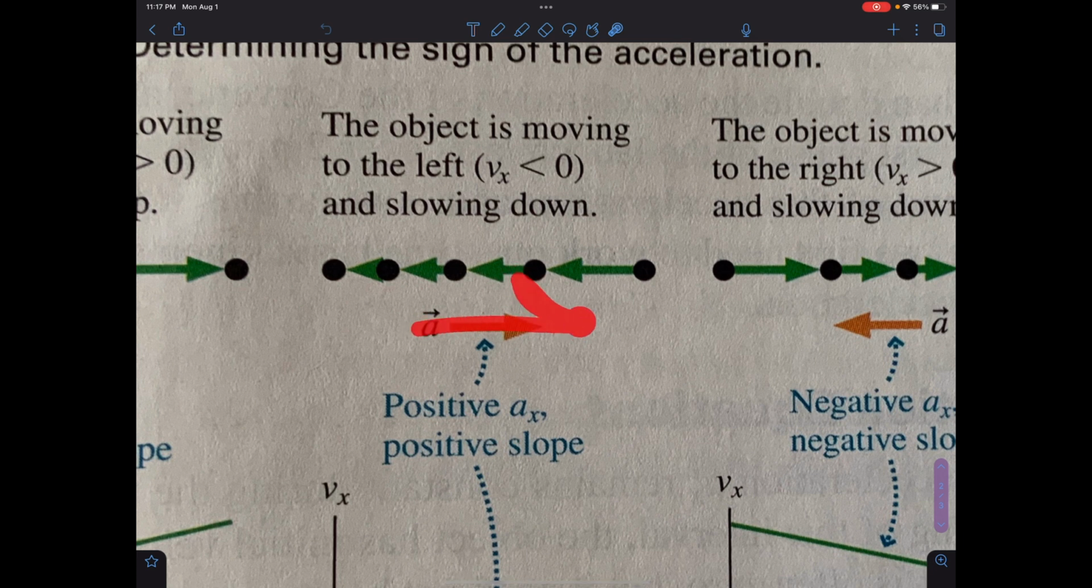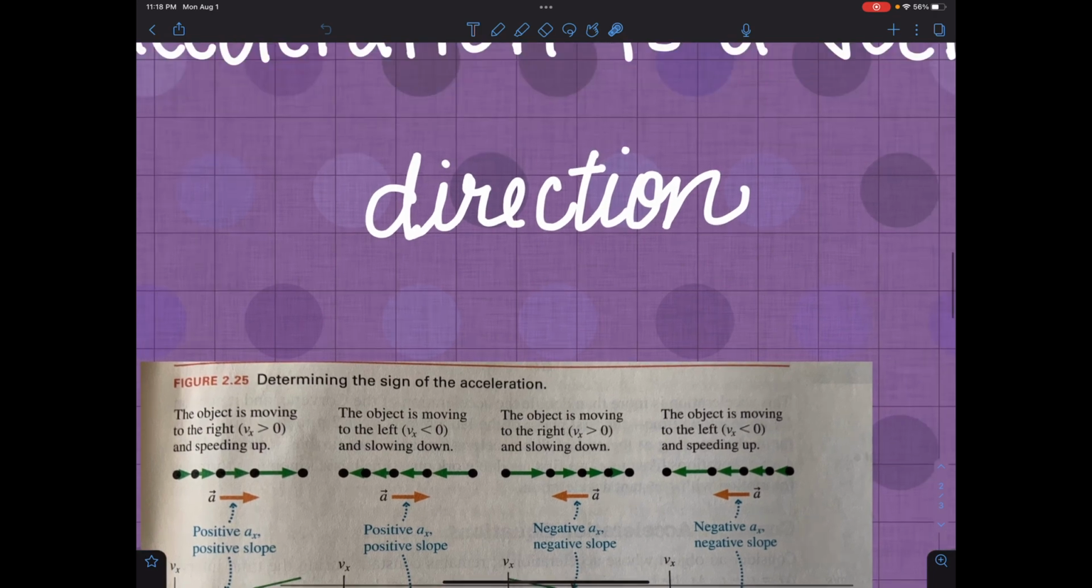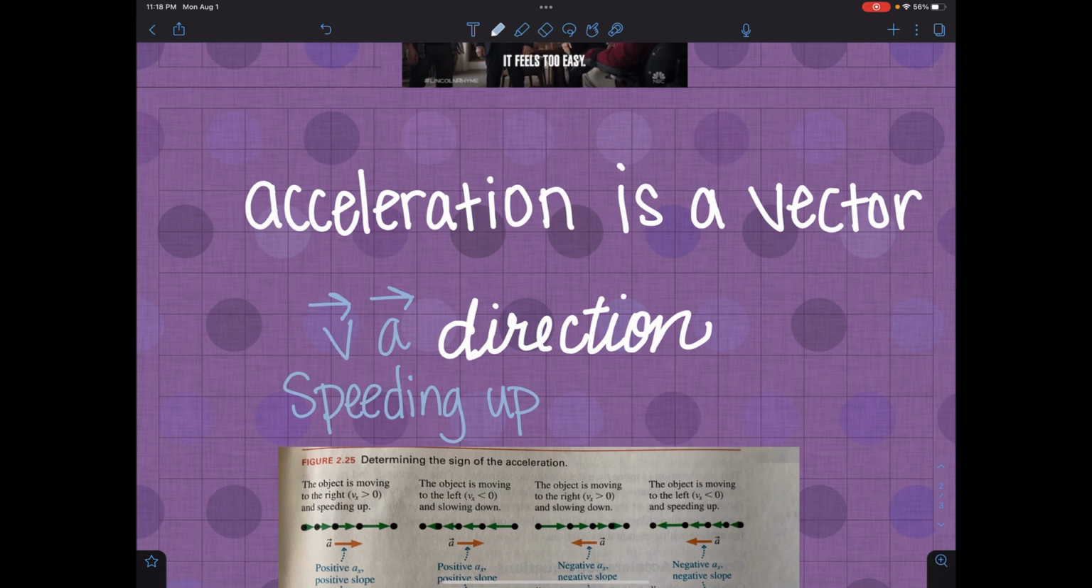So the acceleration is that way, is positive. Okay, another way to think about it, if that is too complicated, because that is pretty complicated. Here's another way to think about it. If the object is speeding up, I'm going to write this down because this is important. If the object is speeding up, the velocity vector and the acceleration vector point in the same direction. Maybe that's a better way to remember it if that helps you.